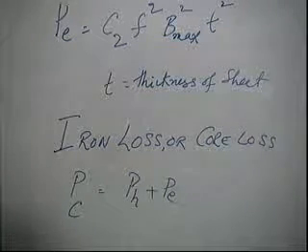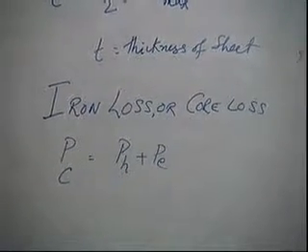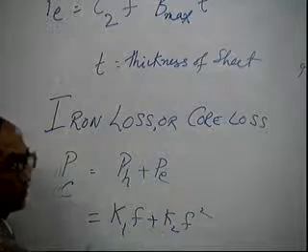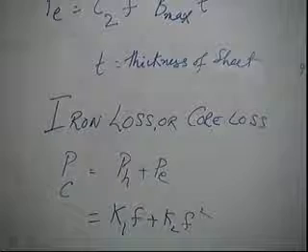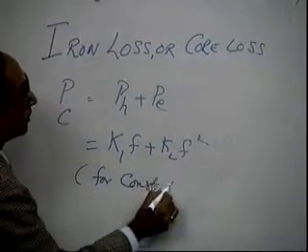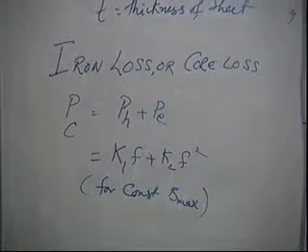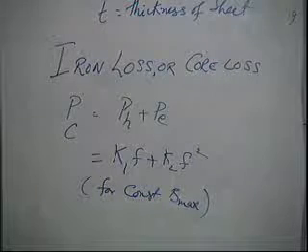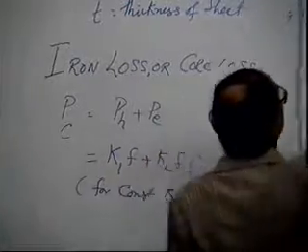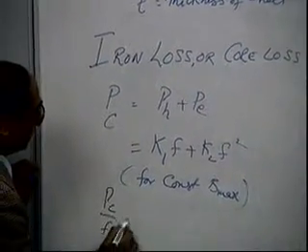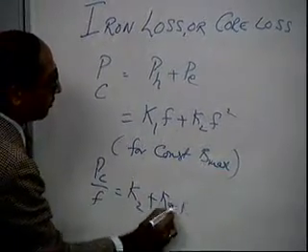Let us say PC is PH plus PE. You will also notice that one is proportional to F, another is proportional to F square. So this is some constant times F plus another constant times F square, provided your B max is fixed. For a given core, operating at a constant B max, this can be written as K1 F plus K2 F square. Or you can say PC by F will be K1 plus K2 F.